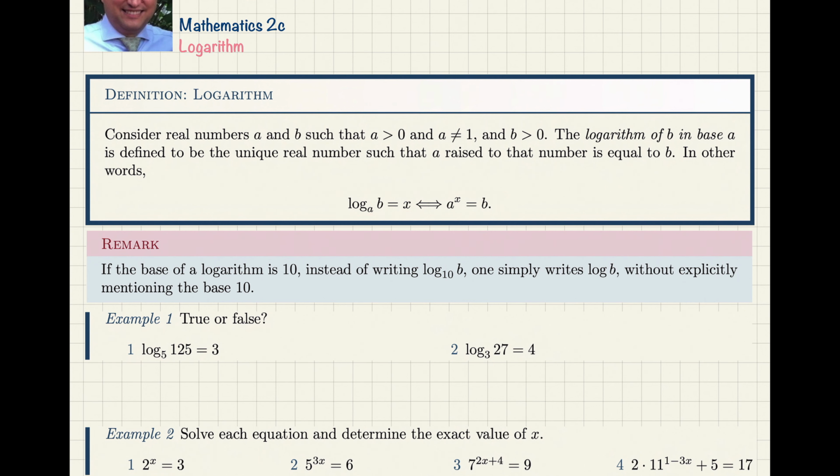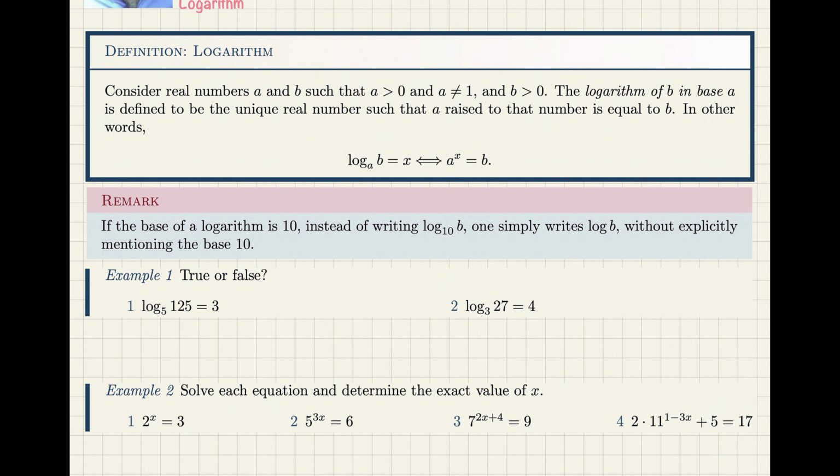If you want to see if an equality involving a logarithm is true or false, you translate it into exponential form, into its equivalent statement, and then use your knowledge of exponents to see if this new equality is true or false. If this equality is true, you say that the logarithmic one is also true. If it is false, you say that the logarithmic one is also false.